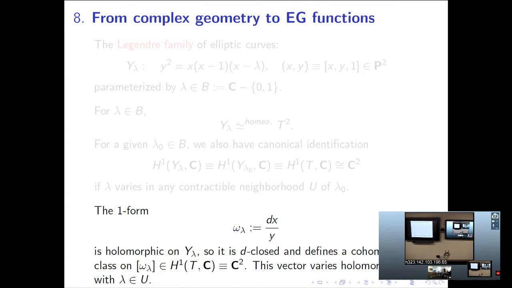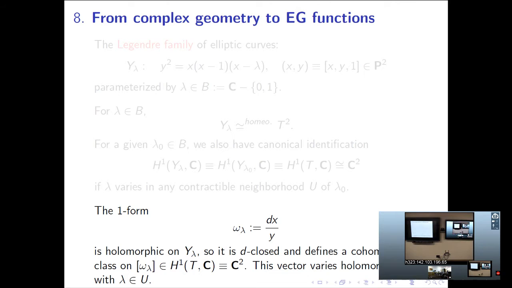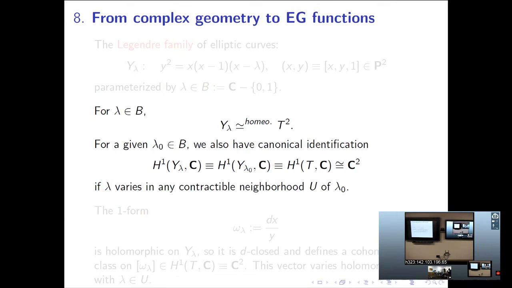Now, for example, we can look at this one form, dx over y, which we denote by omega. So that's a holomorphic one form on the curve. It's closed, so it defines a cohomology class, which varies holomorphically with lambda. What's T? Did you say what T? Can you go back? What did you say? Just a fixed lambda for each. So it's just a real two torus. Okay. Yeah.